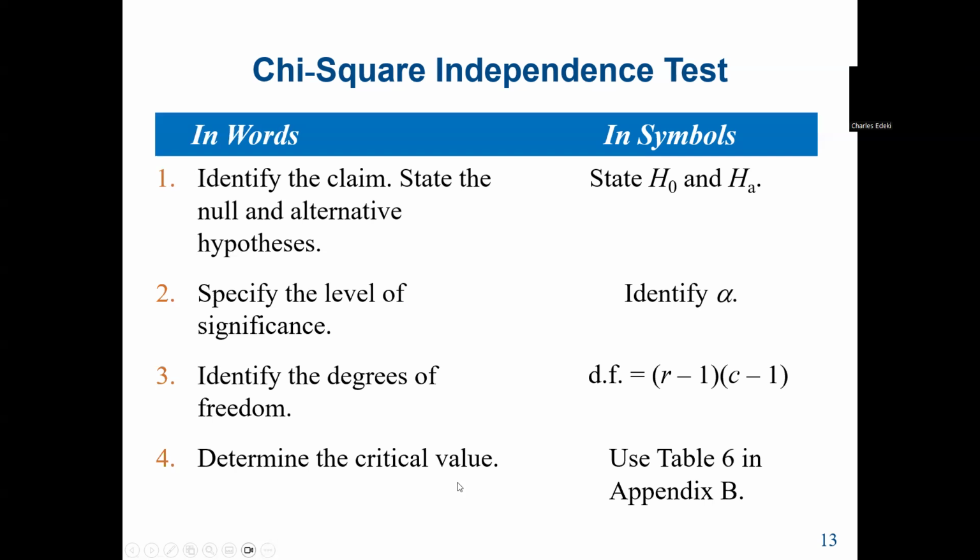Then we are going to determine the critical value using the table, table 6 in our textbook. Again, it depends on what textbook you are using, but this textbook is for finding the chi-square critical value. The textbook we are using in this course is table 6 in appendix B.